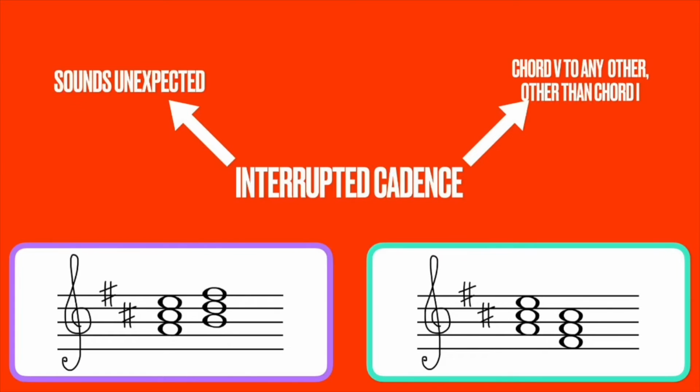The final cadence is the interrupted cadence. This is from chord 5 to any other chord other than chord 1. It sounds unexpected and isn't very pleasant to listen to usually, especially if it's ending a phrase, which is very uncommon. An example would be A to B minor, or you could even have A to F sharp minor.